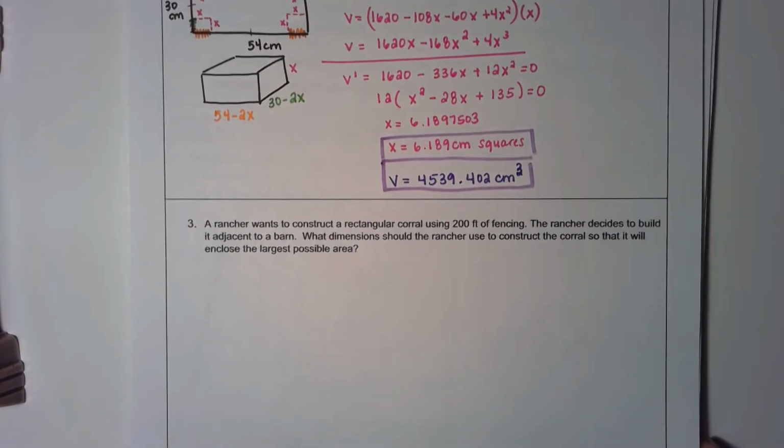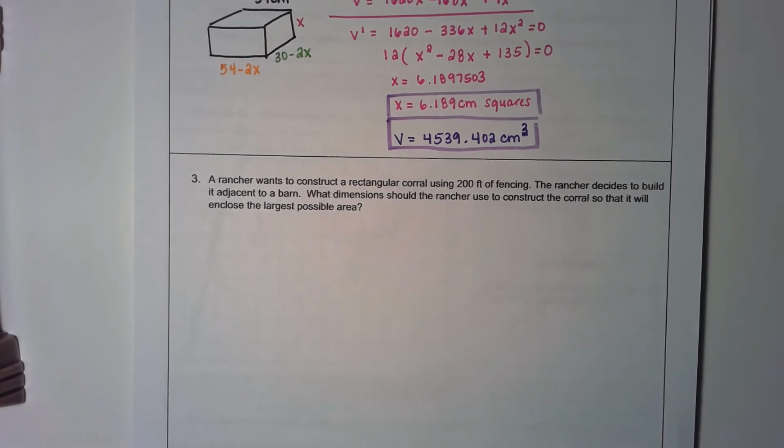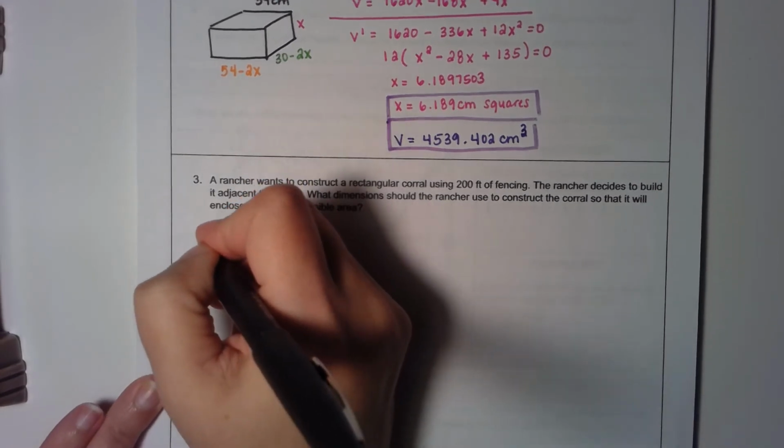Now, the second example we're going to do here should look pretty familiar. It's actually very similar to the first example we ever did, which was in a previous video. It says a rancher wants to construct a rectangular corral using 200 feet of fencing. The rancher decides to build this adjacent to a barn. That means that it shares a wall with the barn, so it's adjacent or next to the barn. What dimensions should the rancher use to construct the corral so that it will enclose the largest area possible?